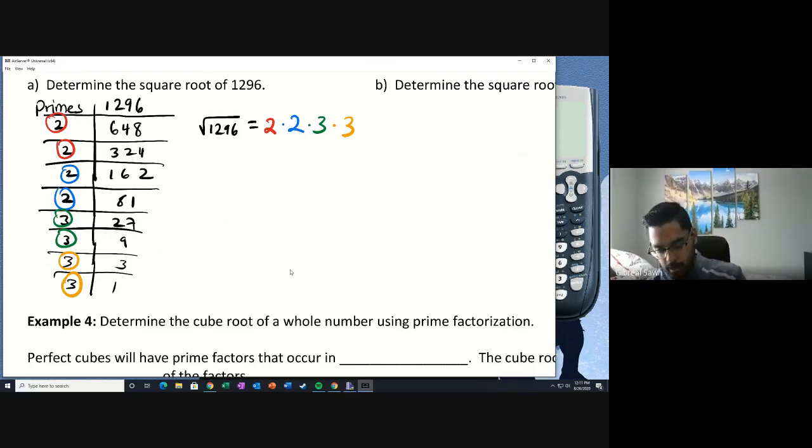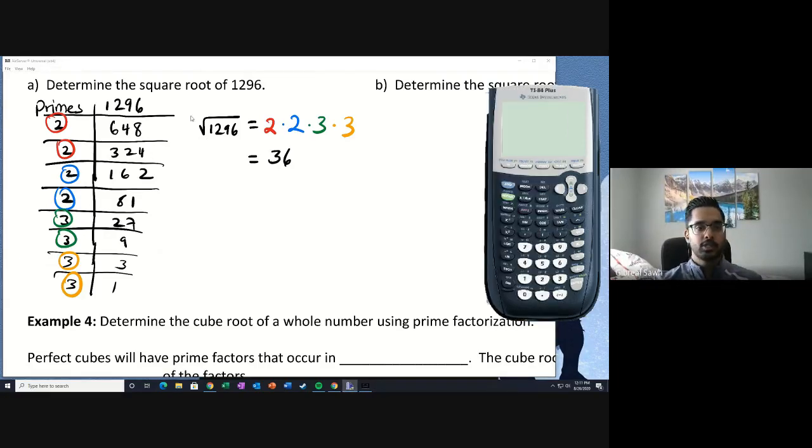So when I multiply them all together, the 2 times 2 will give us 4, 3 times 3 will give us 9. 4 times 9 is 36. And we can double check just to make sure we determined this correctly. So the square root of 1296 equals, and we can see that it is 36, just like we said.